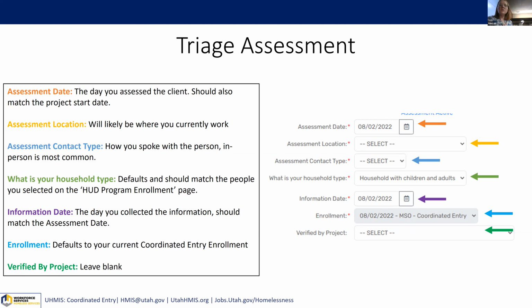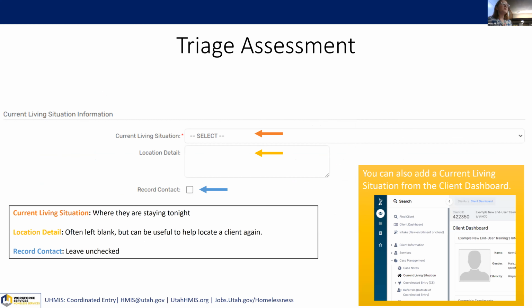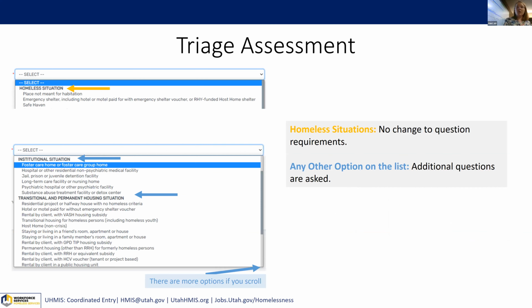Then we talk about current living situation. That's just where they're staying tonight. So are they on the streets? Are they in a shelter? Are they with friends or family or whatever? If you respond to this with a homeless situation, then you're done. If you respond to any other option on the list, you get some conditional logic questions. They're all yes or no questions.